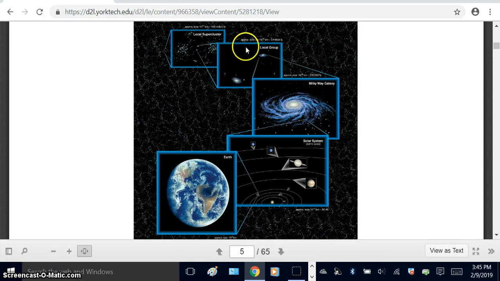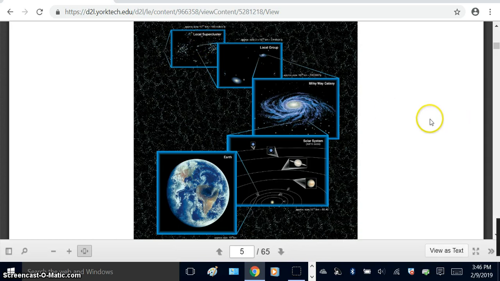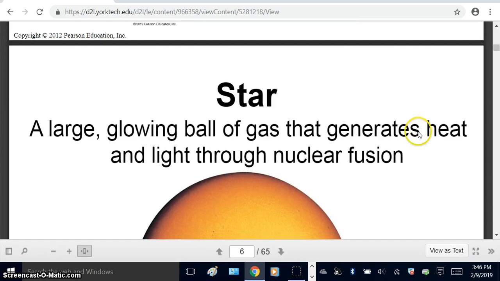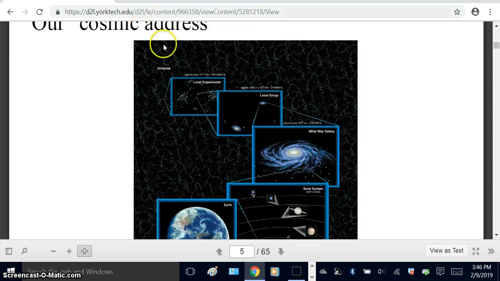Anyhow, our local group is part of what's called a supercluster, a very large cluster of galaxies. Our supercluster actually has a name. It's called the Virgo supercluster, and it's much more than that. The Virgo cluster is just one member of many clusters of galaxies throughout the universe.